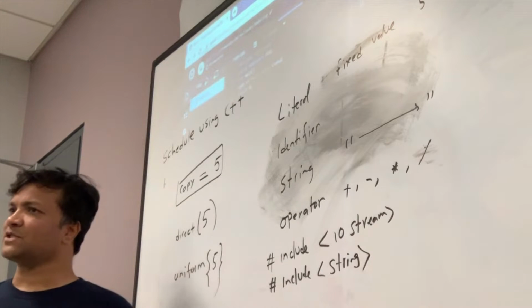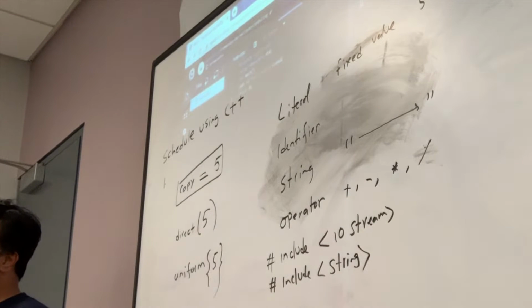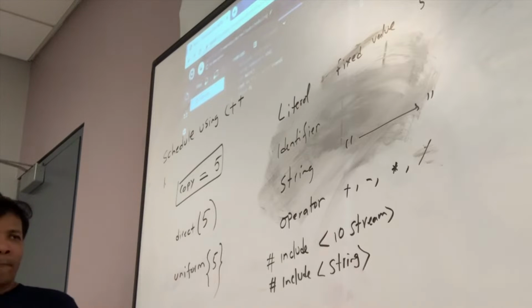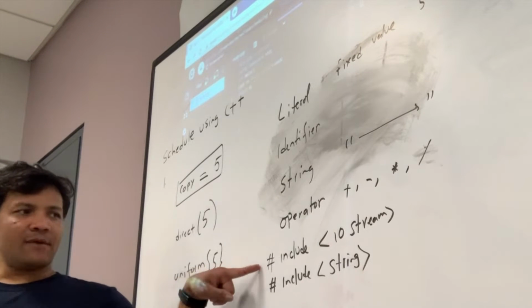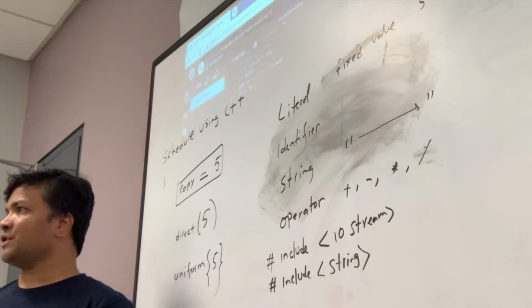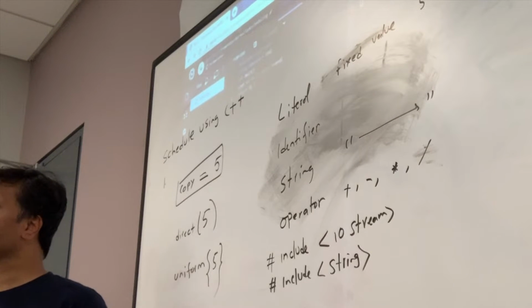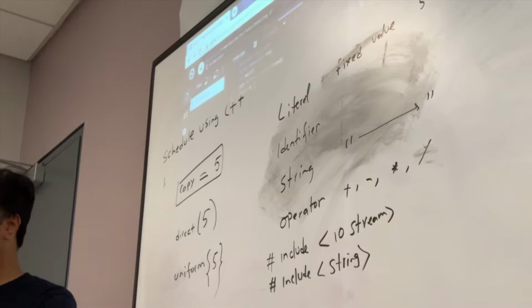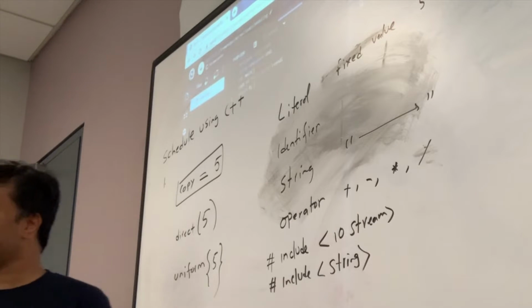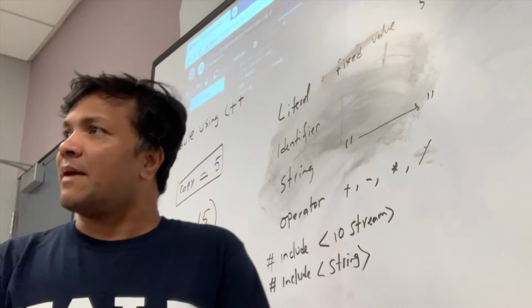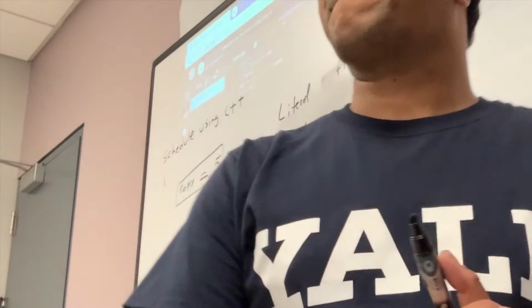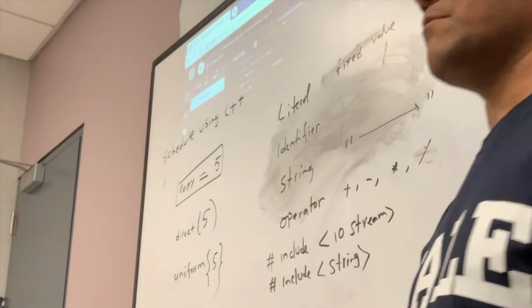What are the differences between these two? What does the first one, include string, allow us to do? Anybody? Yeah. Call the library. Take us to the library. Allow us to use the library. Call the library. Box the library.